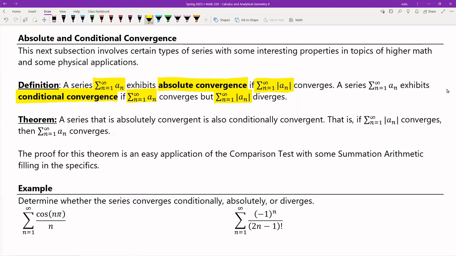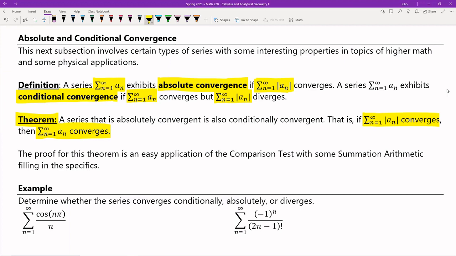There's a fairly deep theorem that comes from this, and that's this one right here. A series that is absolutely convergent is also convergent. What that means is that if the one with the absolute value converges, then the regular one without it must converge as well. The idea behind this is really an easy application of the comparison test and some summation arithmetic, the addition and subtraction of summations, to fill in the specifics of the actual bona fide proof.